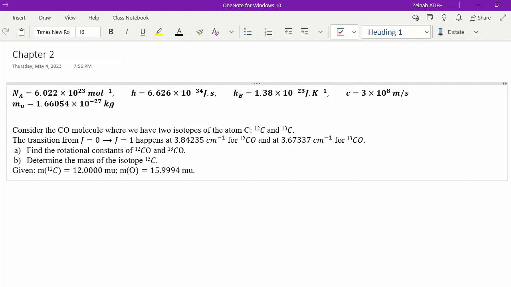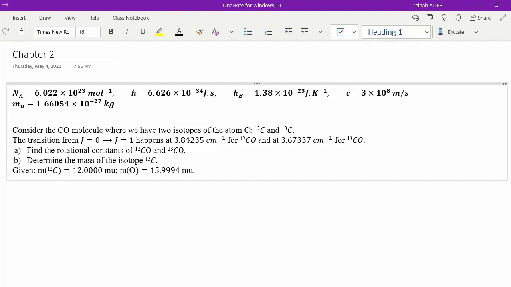Na represents Avogadro's number, H is Planck's constant, Kb is the Boltzmann constant, C is the speed of light in vacuum, and mu is the atomic mass unit. Let's start with this exercise.